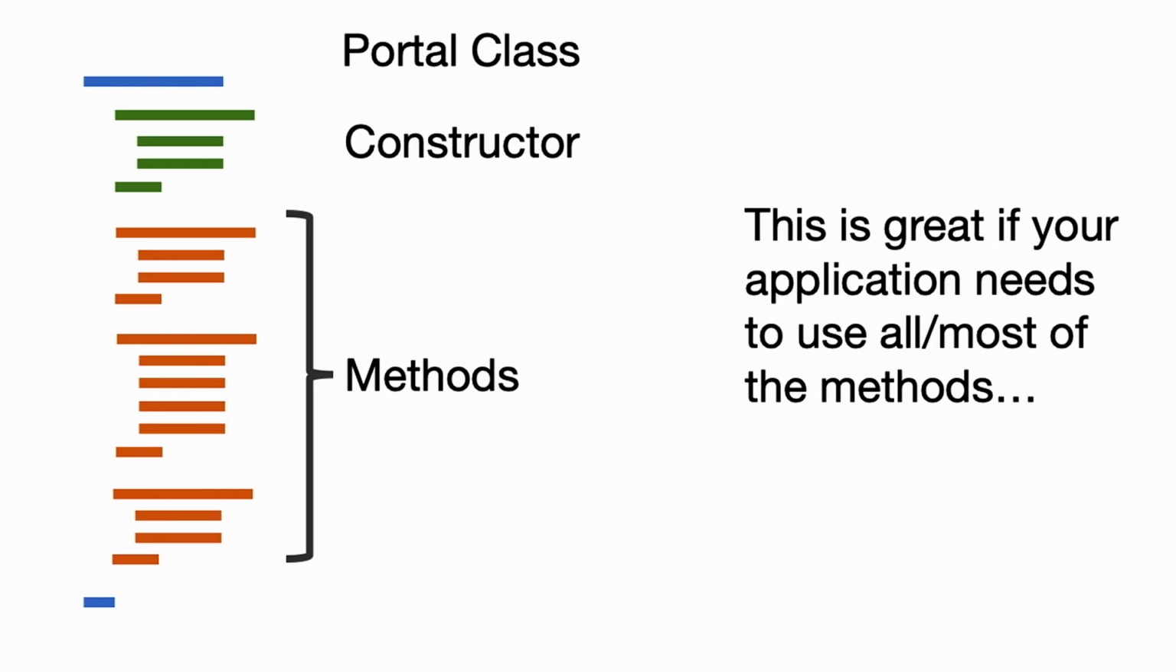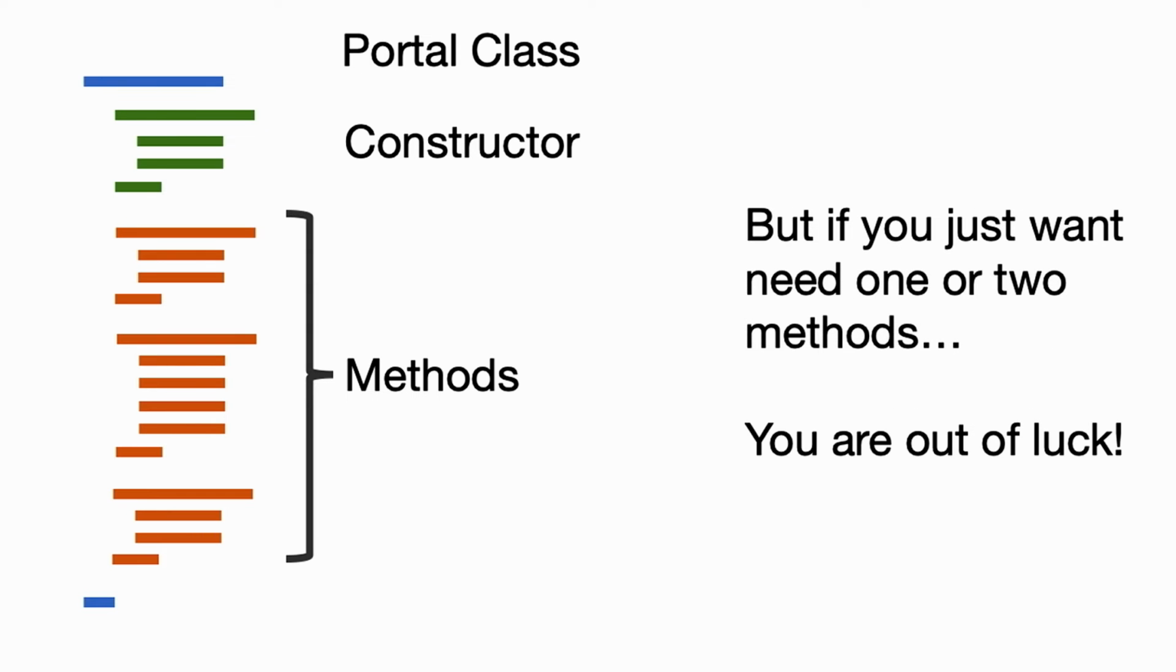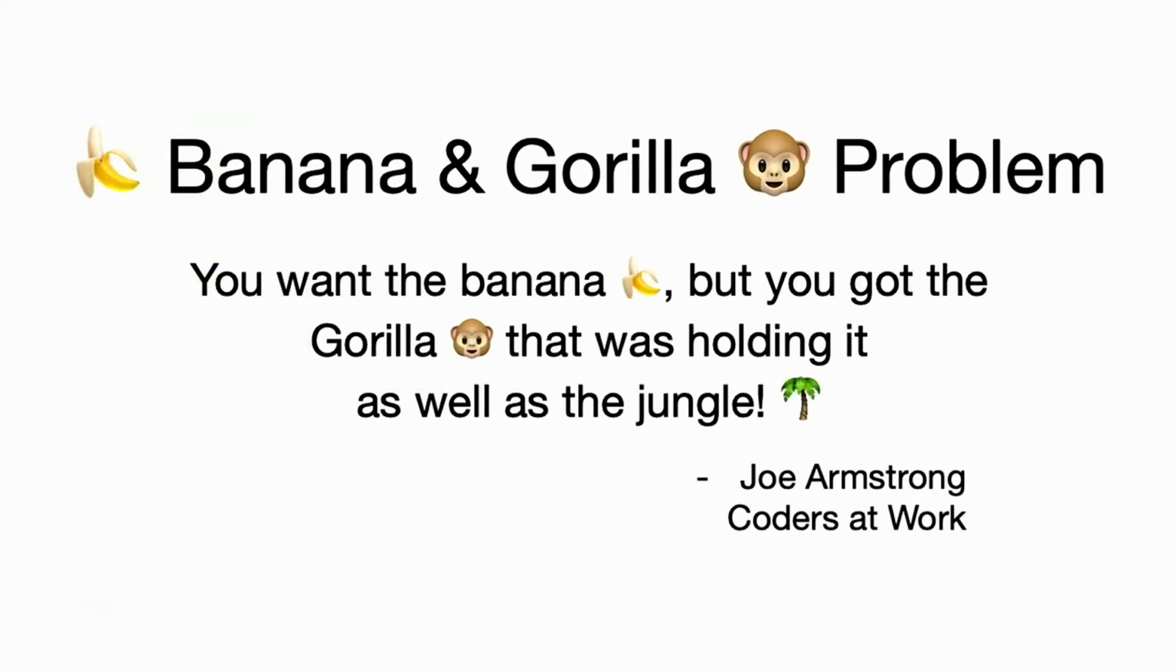But if you're trying to build a really focused mobile app that just needs to query some stuff or see a list of things, that's not going to be very good, because it's really hard for you to optimize out the code that you're not using. So this is classically called the banana gorilla problem, where if you have a class-based object hierarchy, you may want the banana, but you end up with the gorilla and the entire jungle that they're sitting in. So if you ever read Coders at Work, this is a quote from Joe Armstrong.